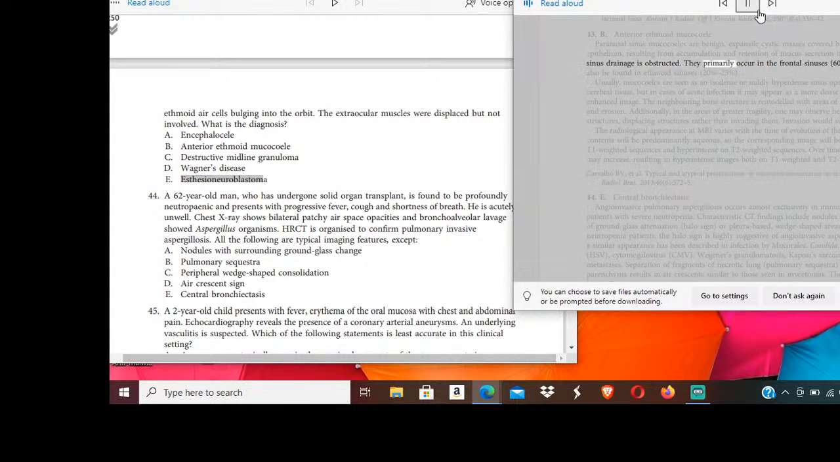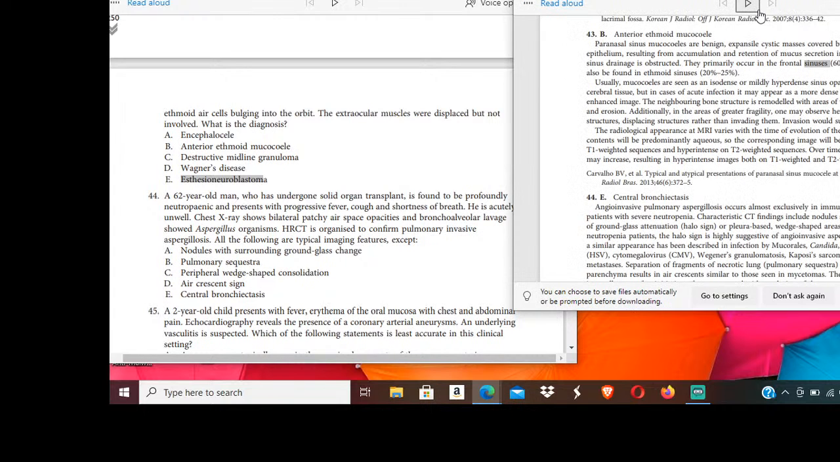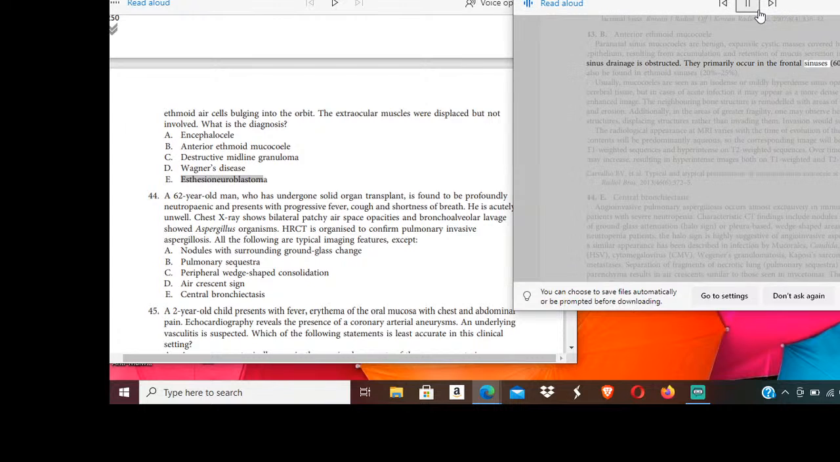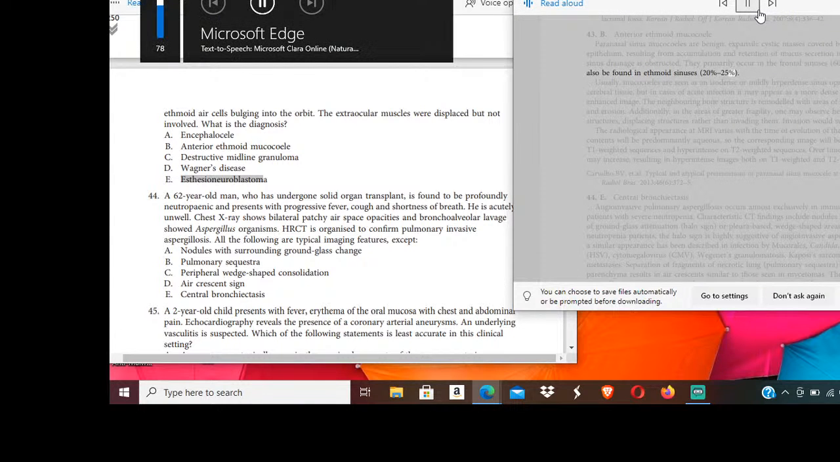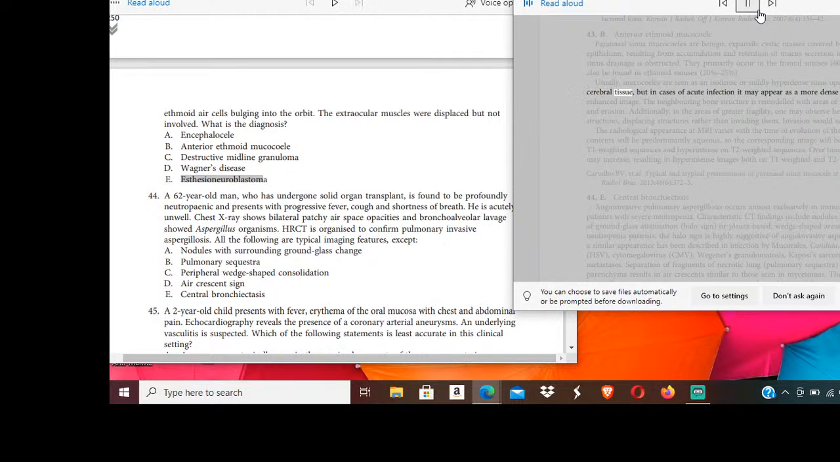They primarily occur in the frontal sinuses, 60% to 65%, but may also be found in ethmoid sinuses, 20% to 25%. Usually, mucoceles are seen as an isodense or mildly hyperdense sinus opacity in relation to the cerebral tissue, but in cases of acute infection it may appear as a more dense and peripherally enhanced image.